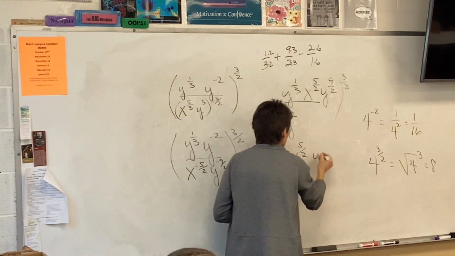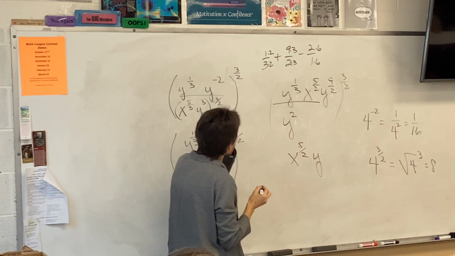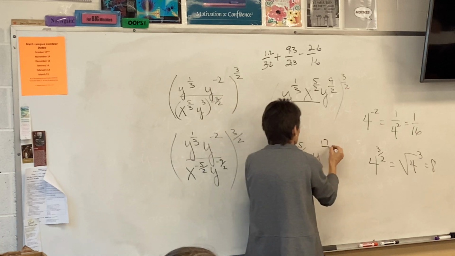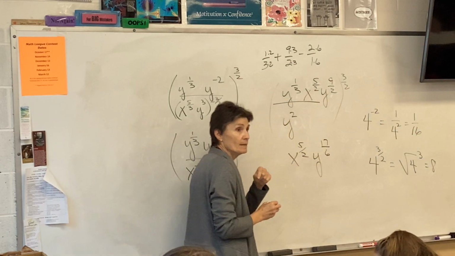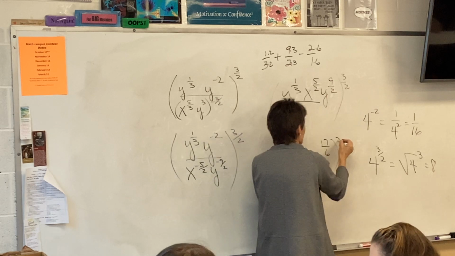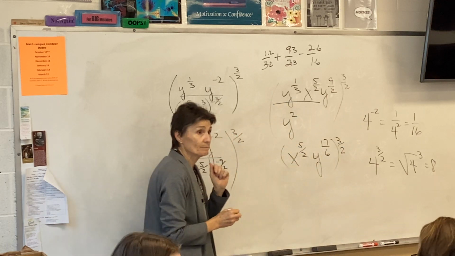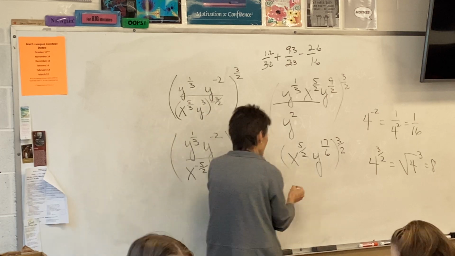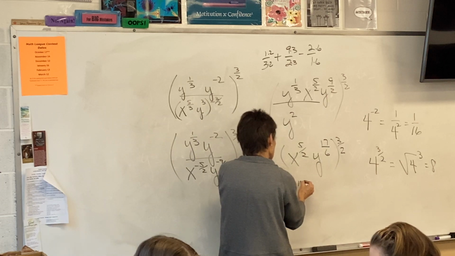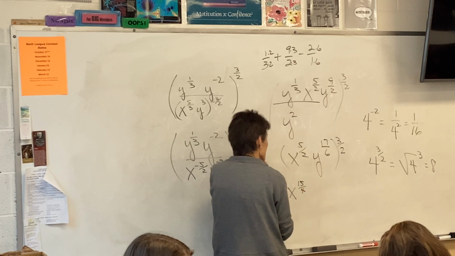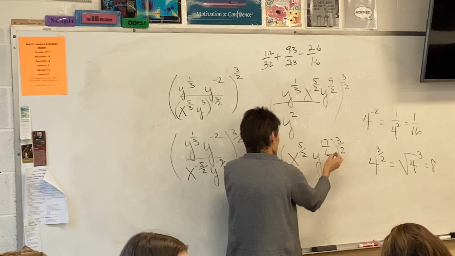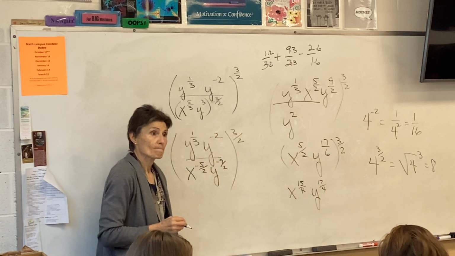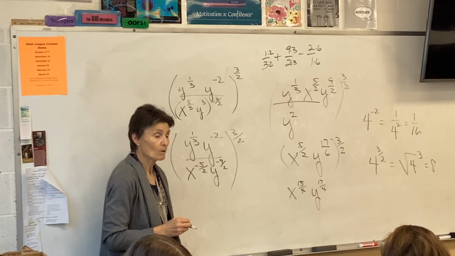So it looks like I'm going to have y to the, what is that? 17 sixths. And it's still to the 3 halves. So what do I end up with? x to the 15 fourths and y to the 17 fourths. Is that okay? Yeah. Okay.